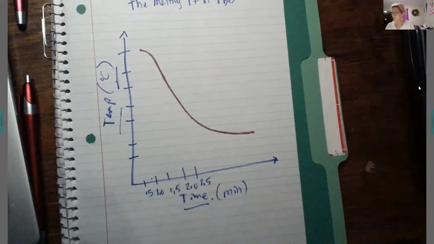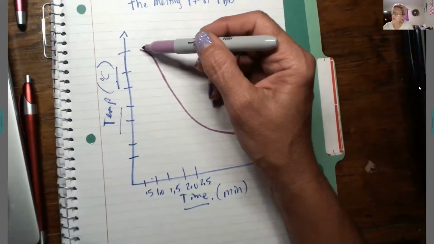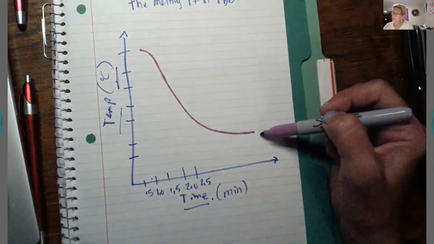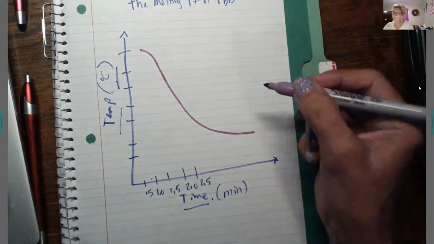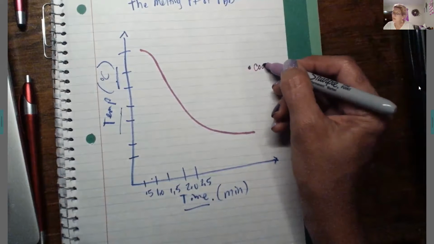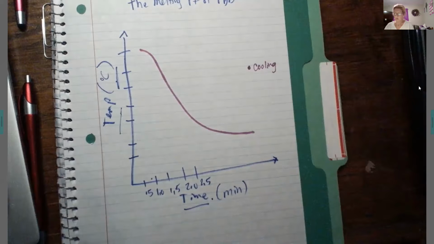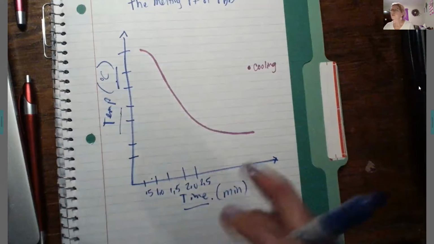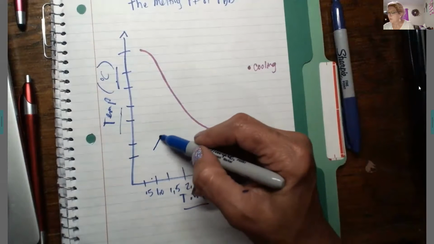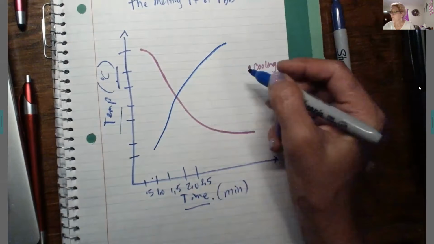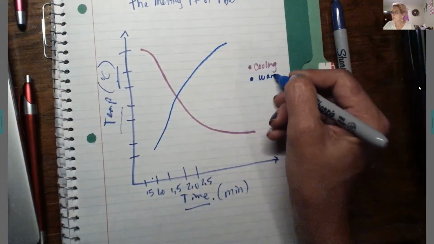So this would be what's going on here. I started off with a high temperature and I went to a lower temperature. So that's going to be my cooling behavior. So I want to make a legend here. And then let's do another color. This looks similar. Let's get this blue, a bright blue. And then I want to do something like this. So that would be warming behavior.